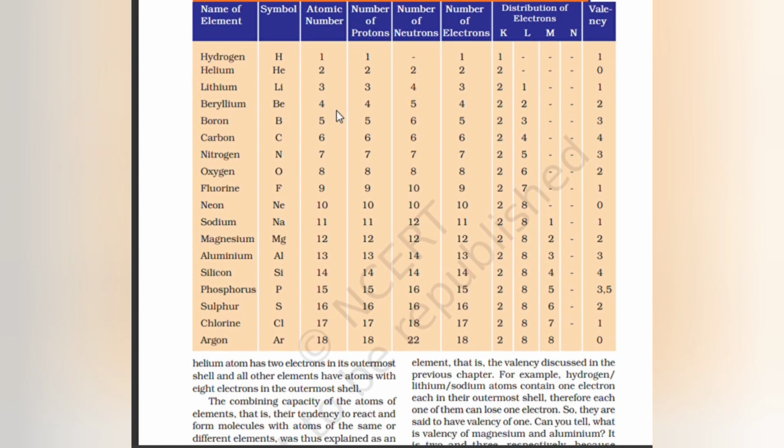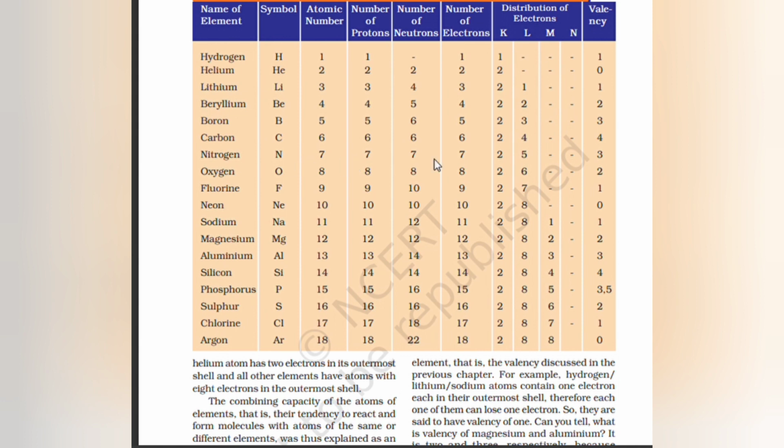Beryllium Be, atomic number 4, number of protons 4, number of neutrons 5, number of electrons 4, K shell 2, L shell 2, valency 2. Boron B, atomic number 5, number of protons 5, number of neutrons 6, number of electrons 5, K shell 2, L shell 3, valency 3. Carbon C, atomic number 6, number of protons 6, number of neutrons 6, number of electrons 6, K shell 2, L shell 4, valency 4.